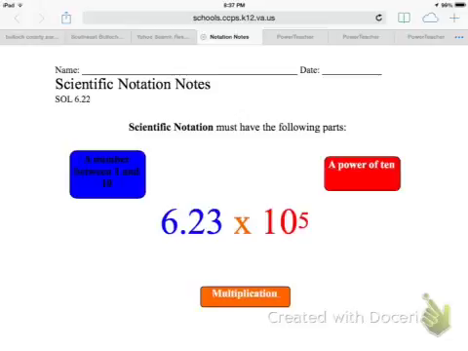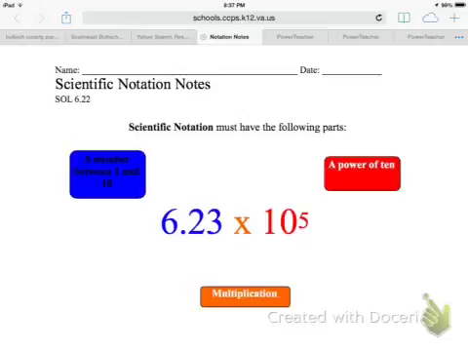When you write scientific notation, it must have the following parts. It must have a number that falls between 1 and 10. That first number cannot be larger than 10, but it also cannot be less than 1. If it falls in between those two numbers, then you're fine for the first number. It must also have a multiplication sign, because technically you're taking that number and multiplying it by a power of 10, which is the last thing that you must have.